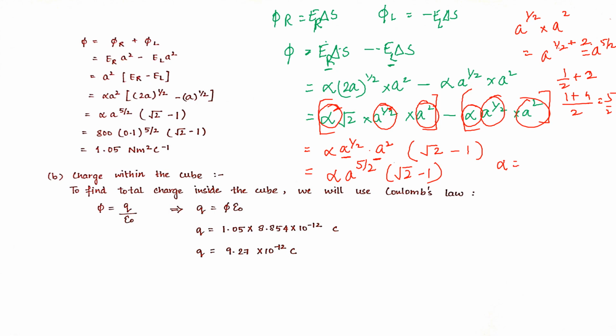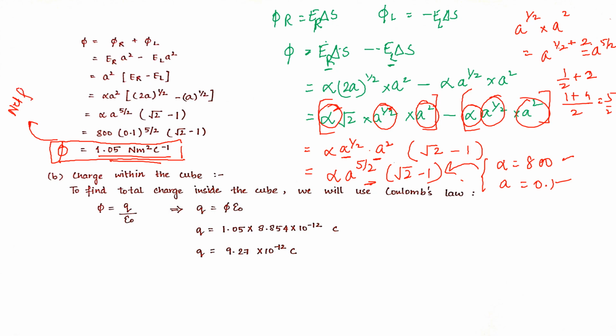Here we have the value of alpha as 800 and the value of A as minus 1. We will substitute these two values in this equation, and we will get an answer of electric flux equal to 1.05 Newton meter square per coulomb. This is our net electric flux in phase 1 and phase 2 which lie on the x-axis in the given cube. Net flux.